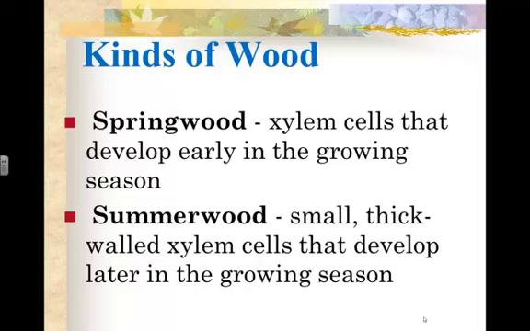All right, kinds of wood. Yes, you do need to know about springwood and summerwood. It's pretty easy. Springwood is when the xylem builds up or develops during the first part of the growing season, the early part. Remember, spring comes before summer. So spring would be the first part of the growing season. Summerwood is xylem that develops later in the growing season. So spring first, summer second.